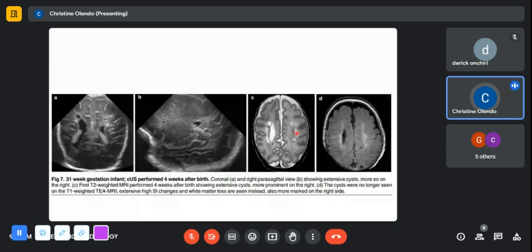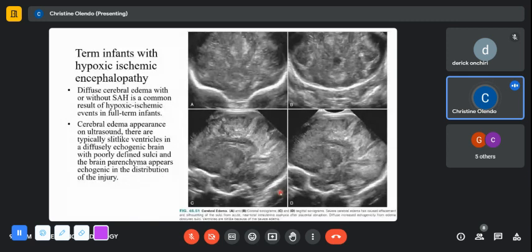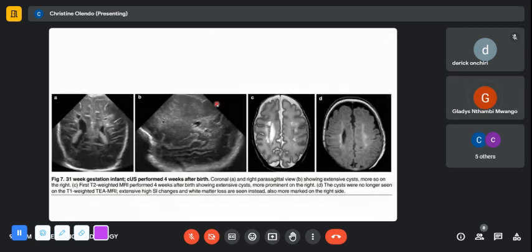And then I think this was a later one, at T1. I don't know what TEA means, but there were high signal intensity changes with white matter loss that are more marked on the right than the left. You can see the white matter loss is more because you can see the ventriculomegaly.